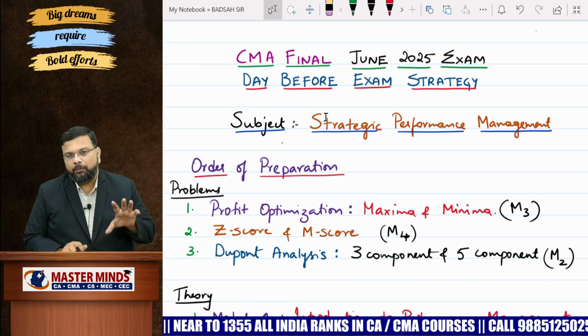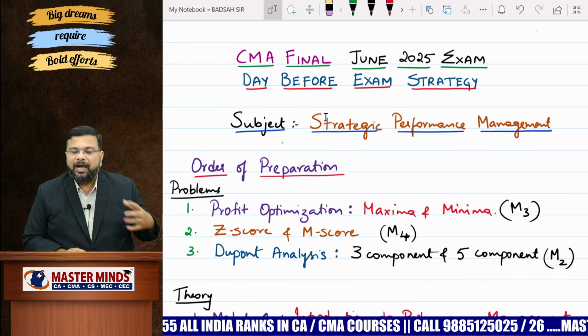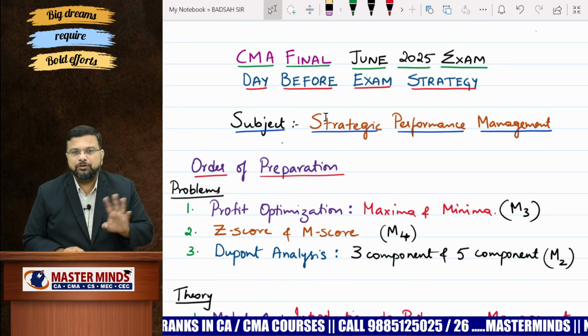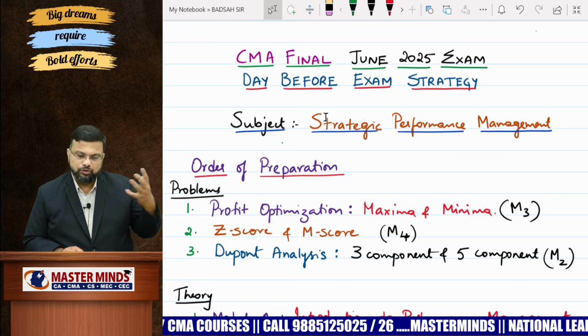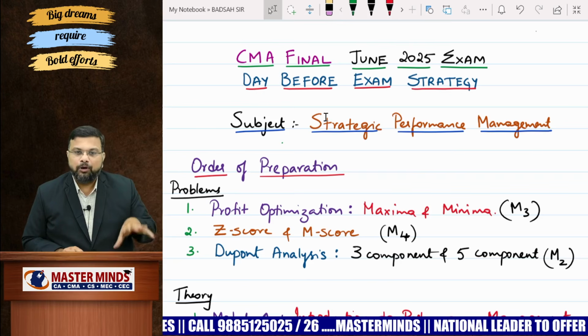First, focus on the problematic areas. Yes, in our syllabus, there are some areas where we have problems. And what we have seen is that from those areas, at least you are getting 2 problems in the question paper. So if you are thorough with these limited areas, you can easily write 2 problems and secure 14 marks. So what are those problem areas?